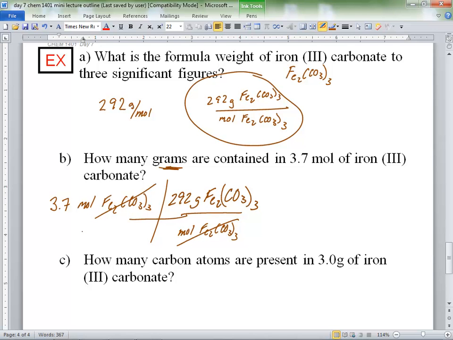Do we quit now, though, or do we keep going, Erica? What units do you want to end up in? Grams. What units are we in right now? Grams. So stop. Report your answer to 2 sig figs, because that's all 3.7 has. This is a good one to report to 2 sig figs.